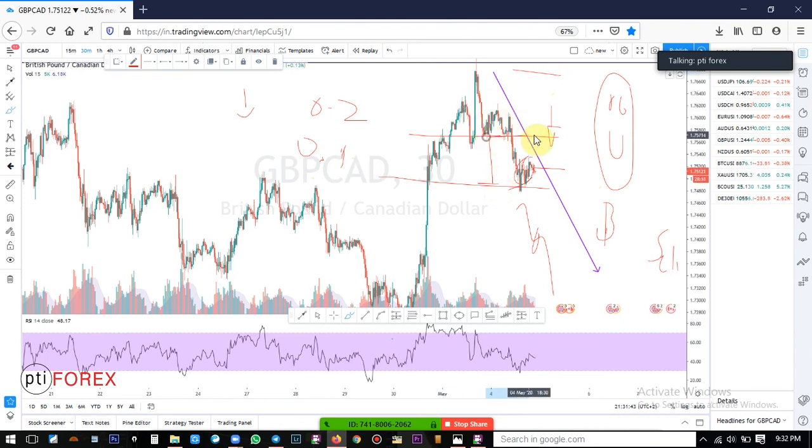If we had entered here, it was clear that our stop loss was going to be above this shoulder, because we see that we have a shoulder, we have a head, and we have a shoulder again, which is a head and shoulders pattern.